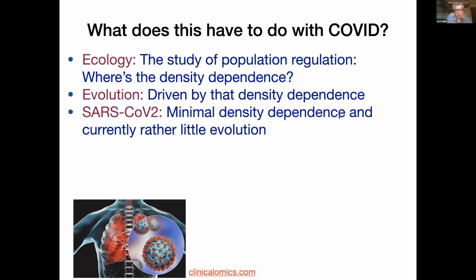And so what do we see with SARS? So here's a picture of a person with SARS. Evolution is driven by that density dependence. And in SARS, at the moment, we have minimal density dependence. Despite the large number of cases, there isn't very much competition between different flavors of the SARS-CoV-2 virus. And we're seeing very little evolution, despite what you may have read in the press. D614G, in my opinion, is a blip compared to the kind of evolution one would expect to see from an RNA virus, which mutates even faster than cancer cells.